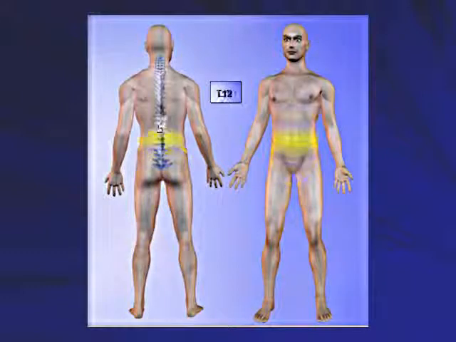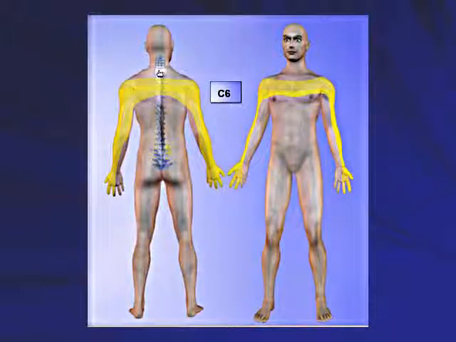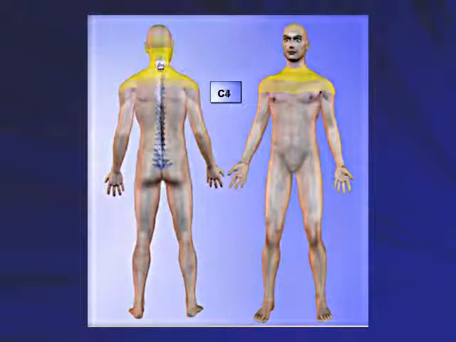A bulging disc in the lower cervical area may cause numbness throughout the arms, hands, and fingers. And finally, a bulging disc in the upper cervical area of your spine may cause numbness and tingling in the neck and head area.